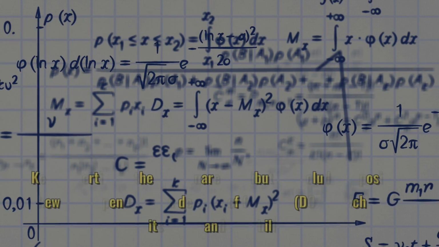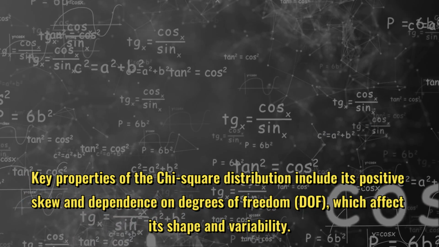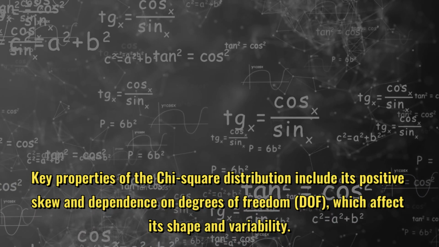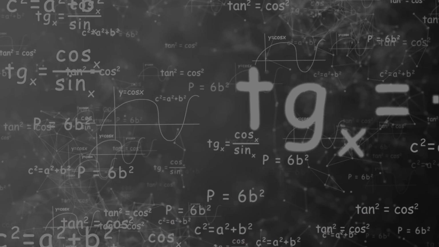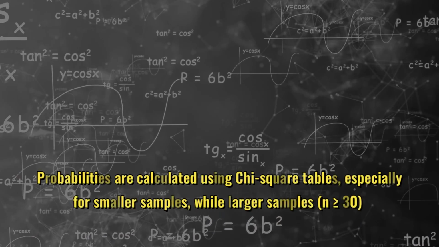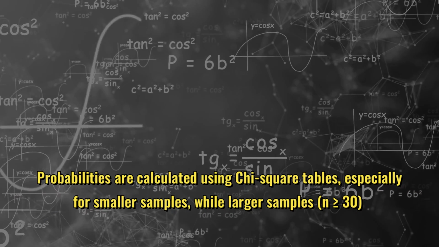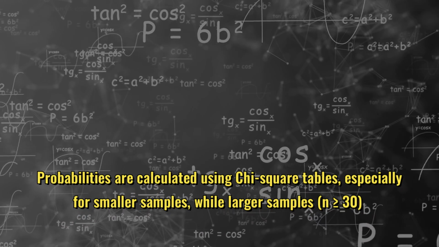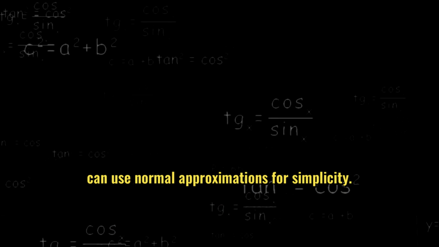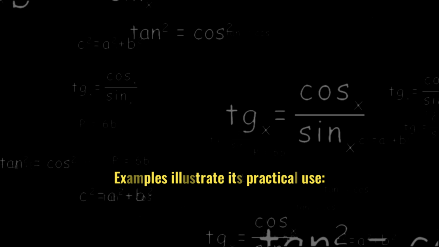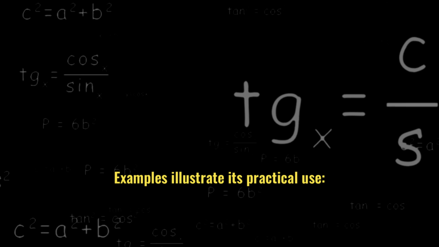Key properties of the chi-square distribution include its positive skew and dependence on degrees of freedom, DOF, which affect its shape and variability. Probabilities are calculated using chi-square tables, especially for smaller samples, while larger samples, n greater than or equal to 30, can use normal approximations for simplicity. Examples illustrate its practical use.